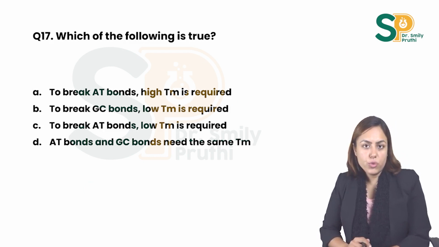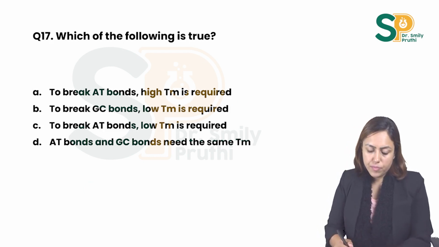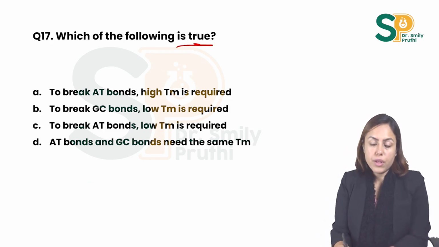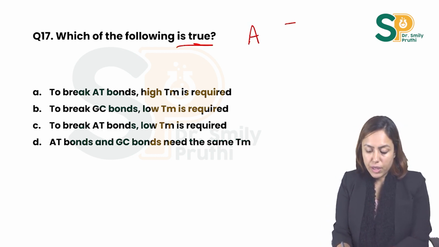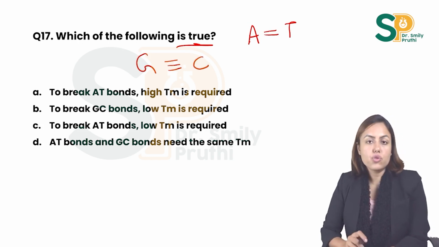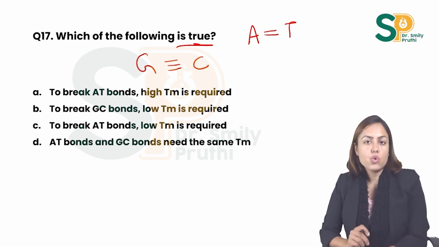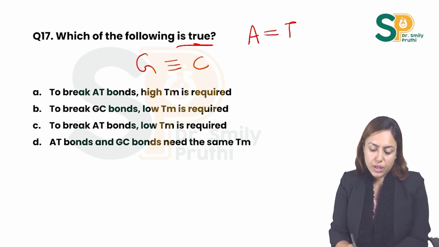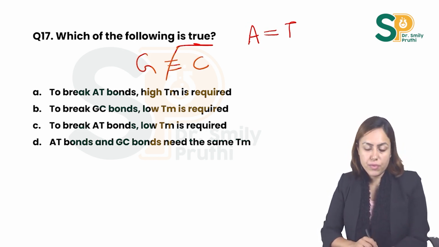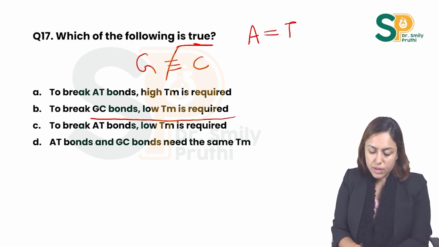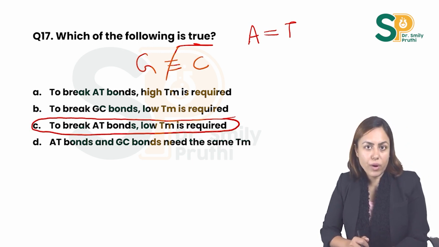Now, next question number 17, very, very easy, which is true, right? We all know that between A and T nitrogenous bases, there are 2 hydrogen bonds. Between G and C, there are 3 hydrogen bonds. So, obviously, high temperature will be required for breaking GC bond, right? So, the correct answer here is to break AT bonds, low melting temperature is required, right? All the other options are wrong.